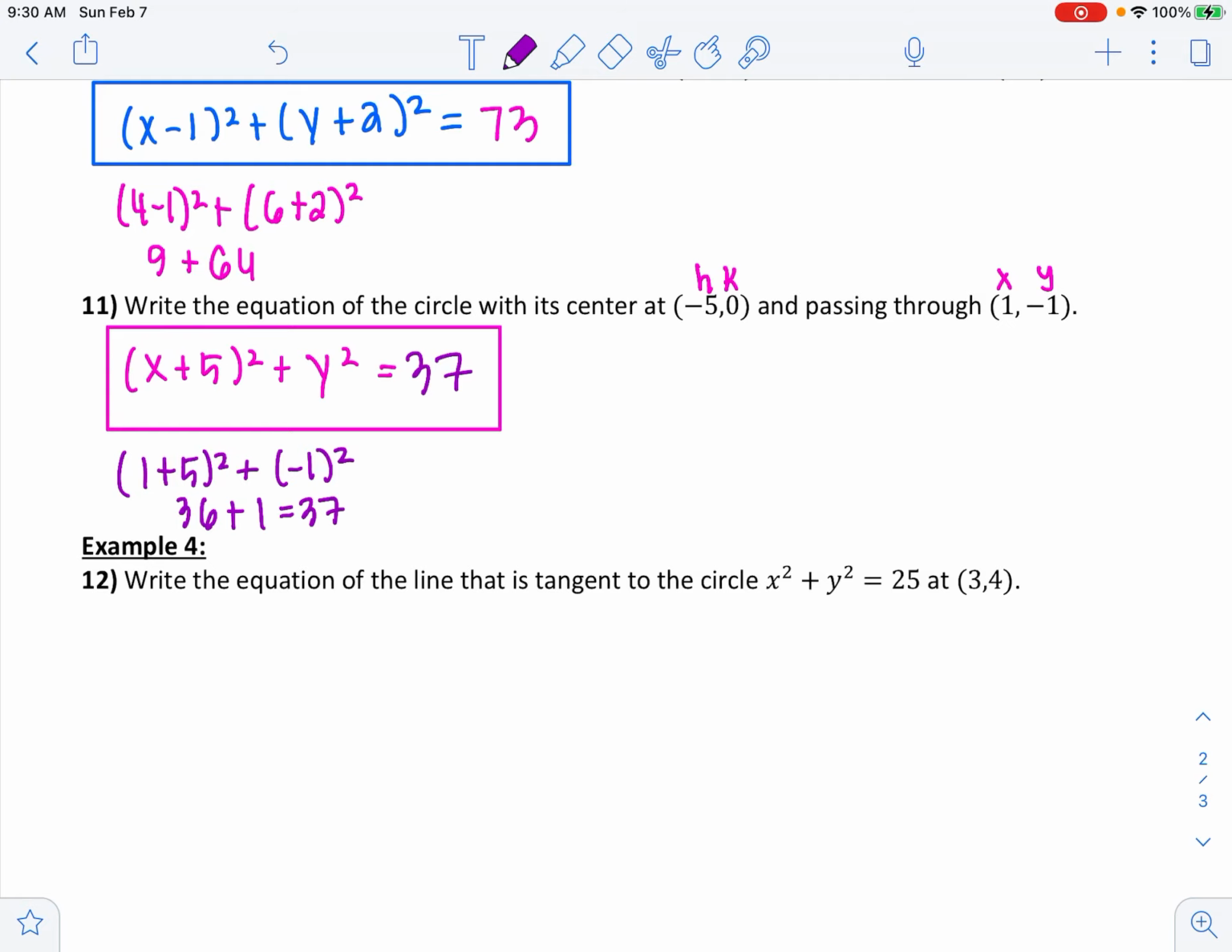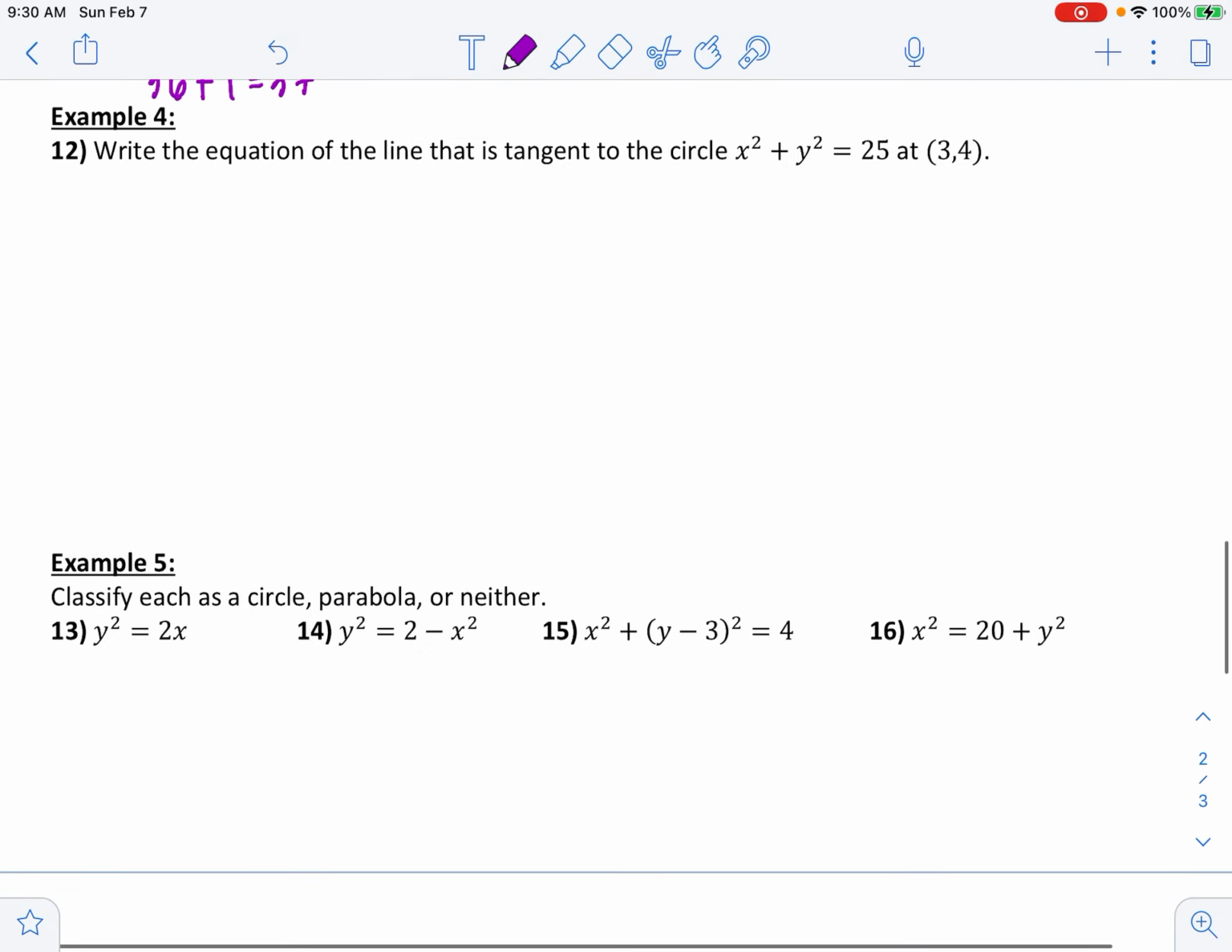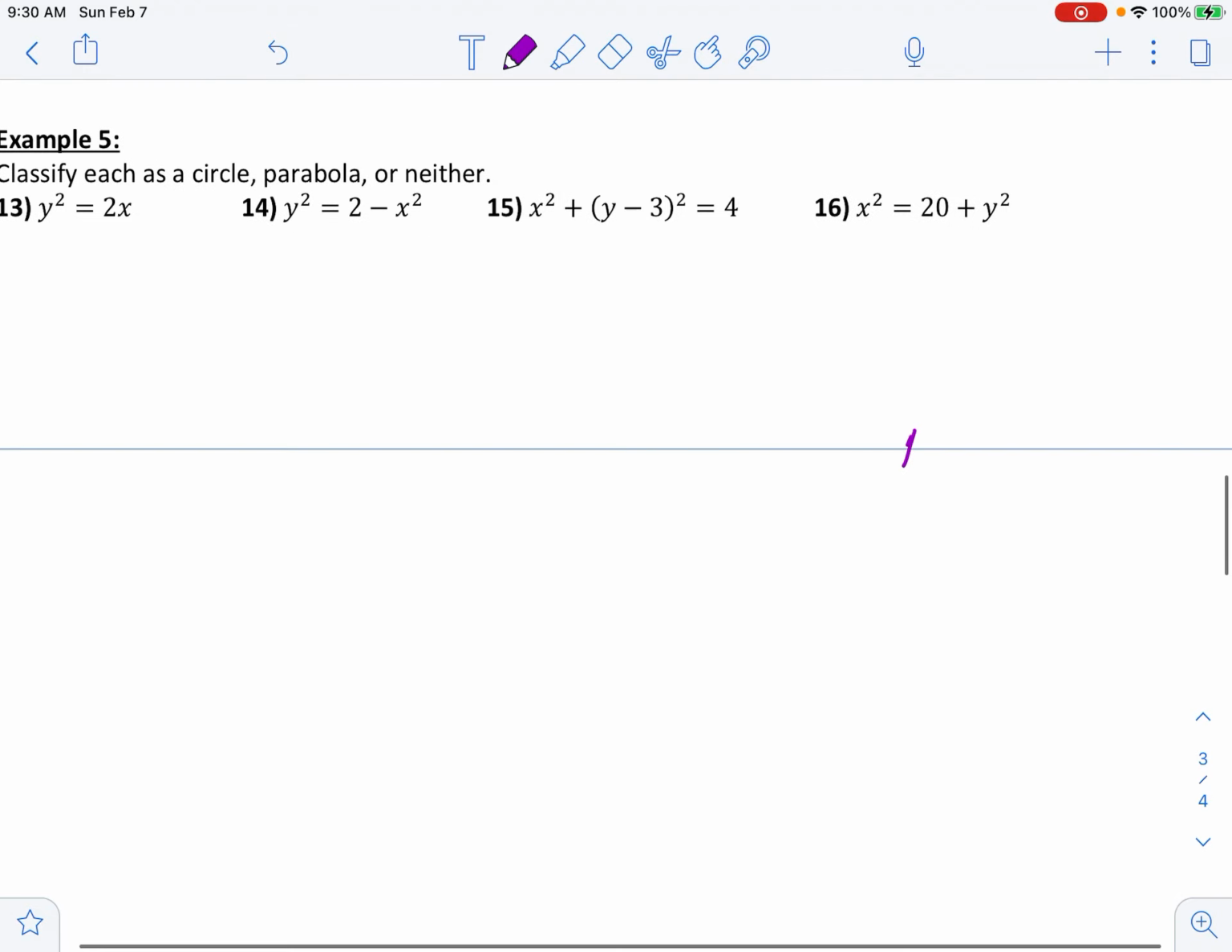And there's your equation of your circle. Okay. Next we have: write an equation of a line that's tangent to the circle x squared plus y squared equals 25 at (3, 4). Also, I want to add another problem on the next page that's similar to example 4.